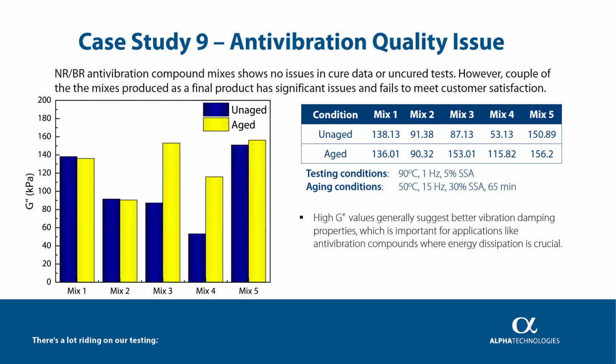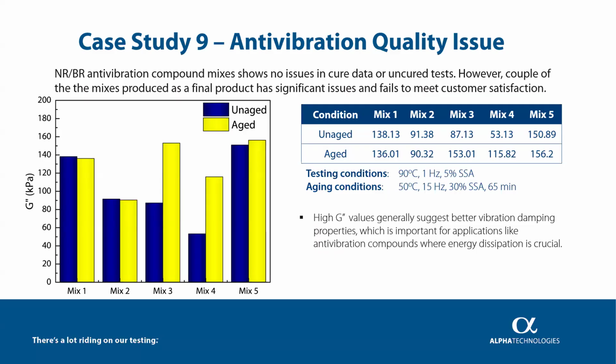This method is especially useful for antivibration compounds where G double prime is a critical parameter. A higher G double prime value reflects better energy dissipation, which translates to improved vibration dampening performance. Among the 5 mixes tested, mix 1 through mix 5, G double prime proved to be a strong performance indicator.